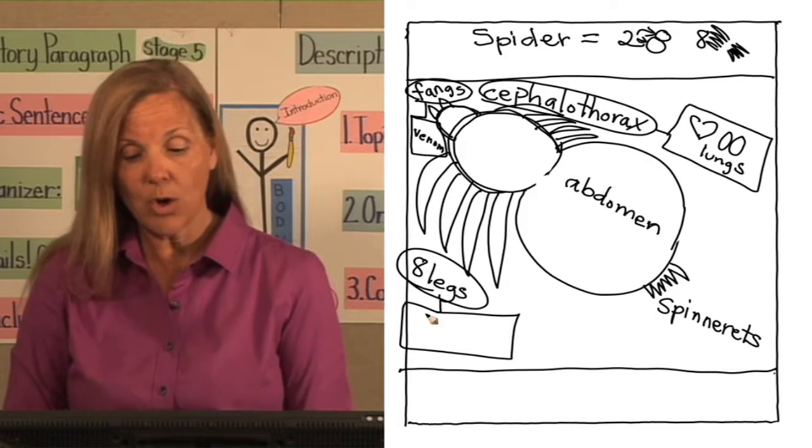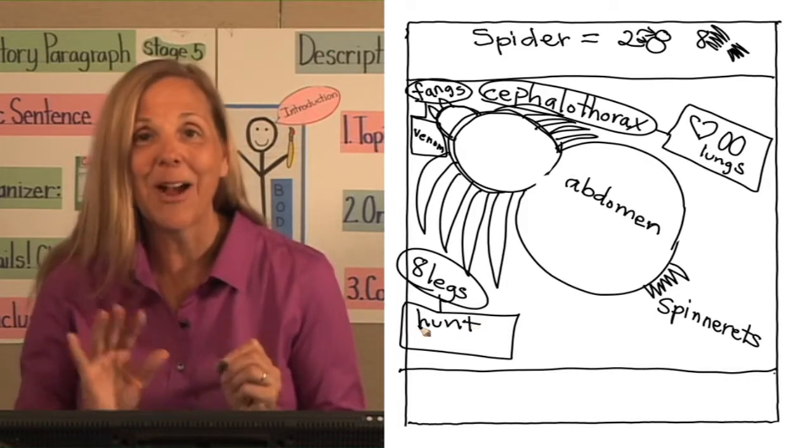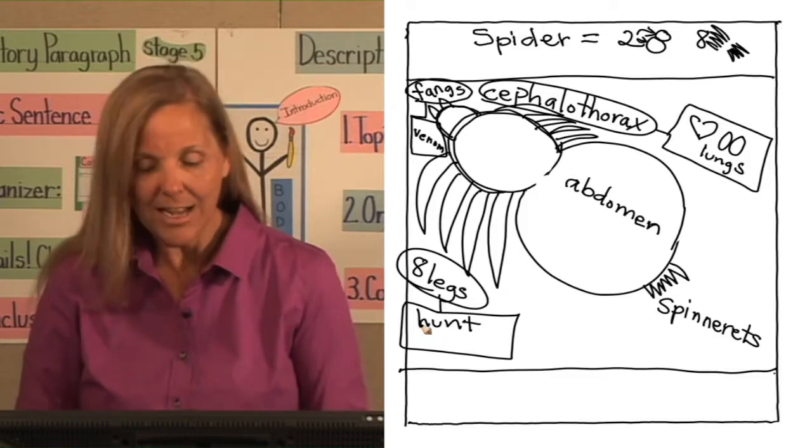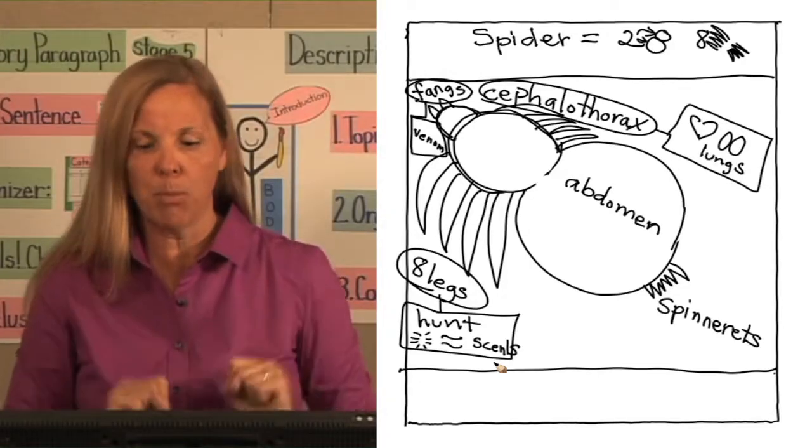The 8 legs are going to help the spider hunt for its food. You're not going to believe what these 8 legs can do. They can actually detect sound, motion, air currents, and scents. Those legs are really important.